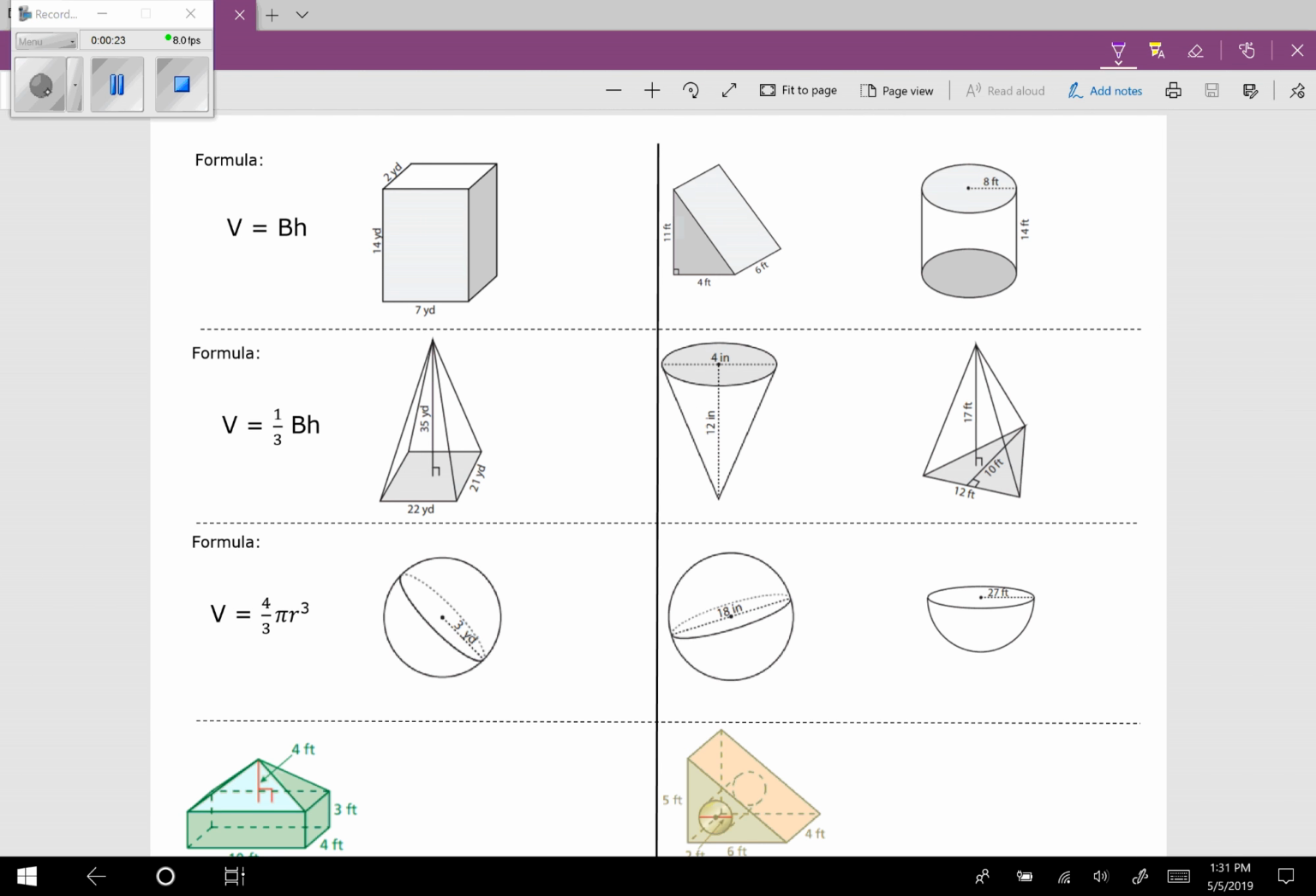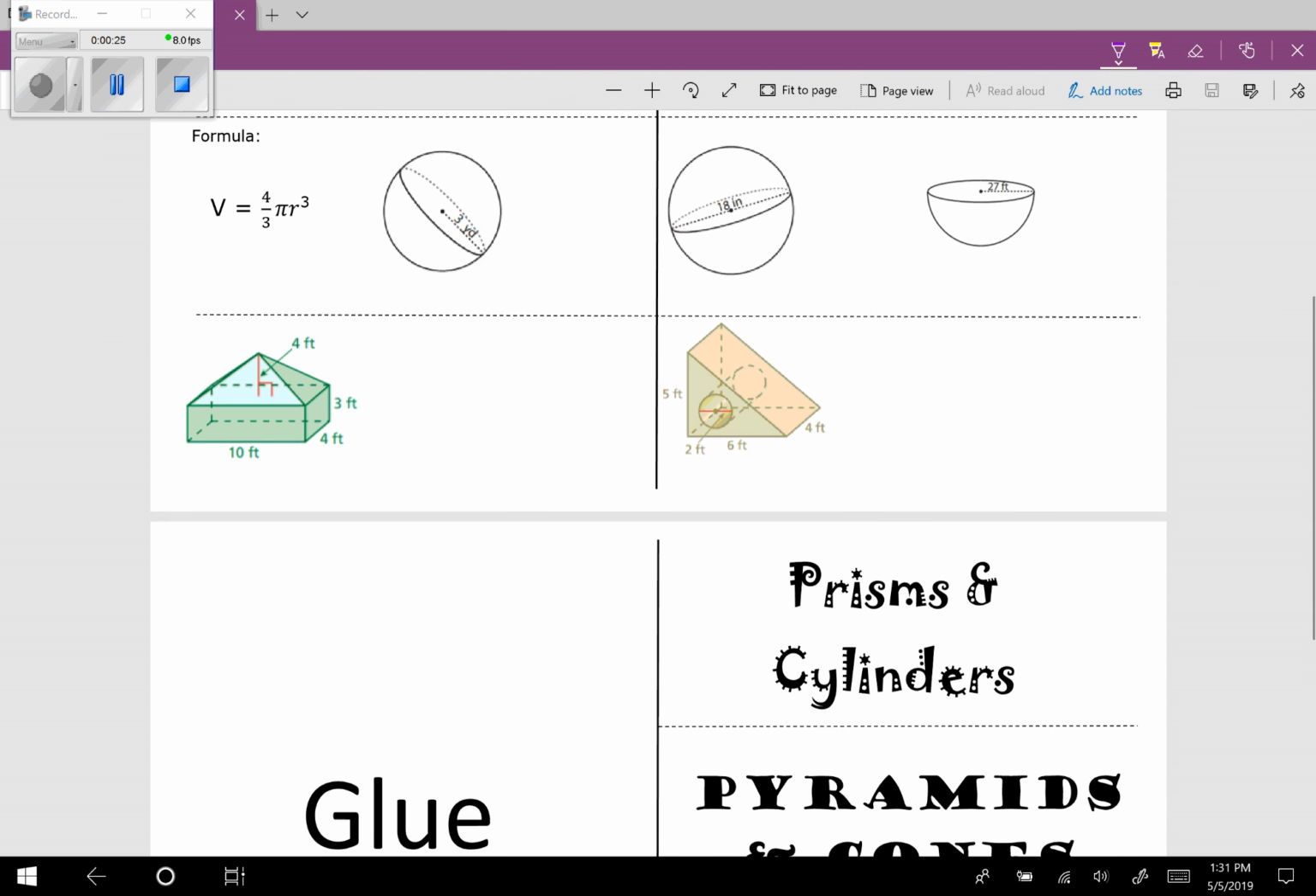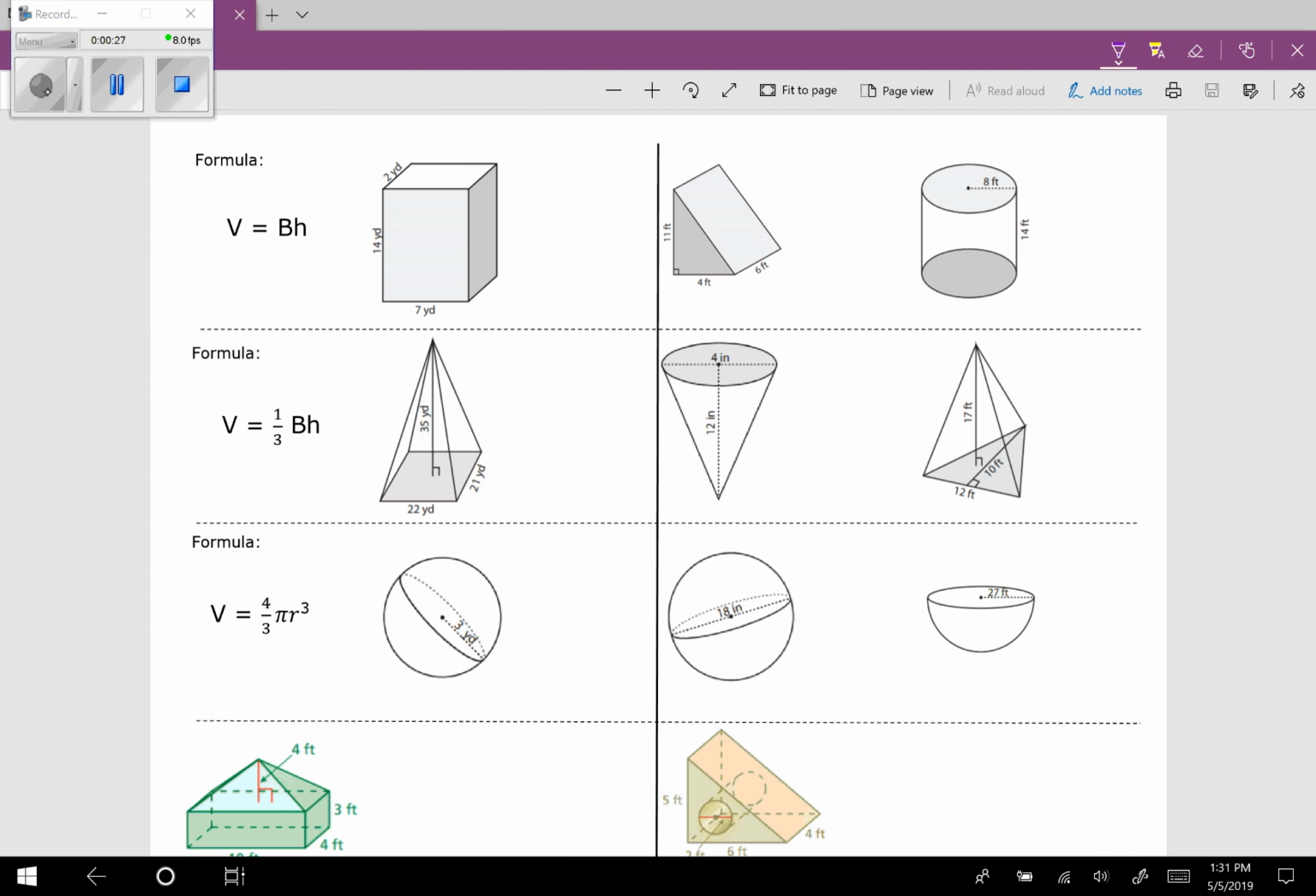So the first kind that we have are prisms and cylinders. So the formula is capital B times H. And we have to remember that capital B stands for area of the base, and H is the height of the prism or the cylinder. So we'll just put height of the solid.